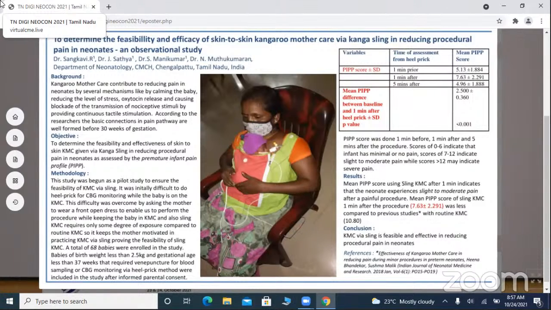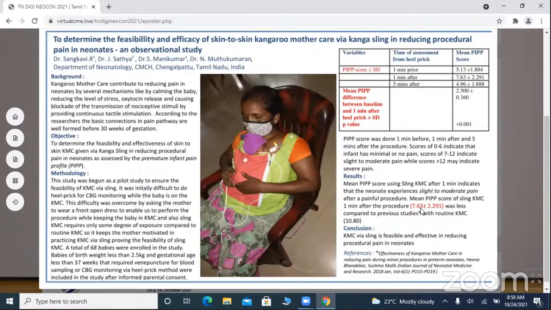A total of 68 babies were taken in the study, and babies of birth weight less than 2.5 kg and gestational age of less than 37 weeks that required venipuncture for blood sampling or CBG monitoring via heel prick method were included in the study after informed parental consent. Asphyxiated neonates, ventilated neonates, or those with congenital malformations were excluded from the study.